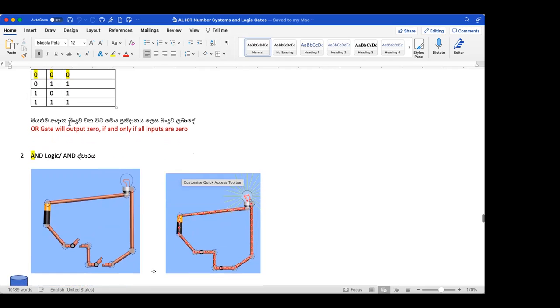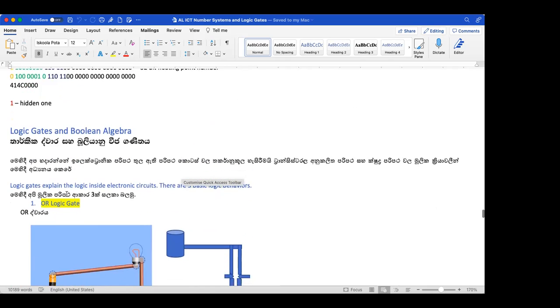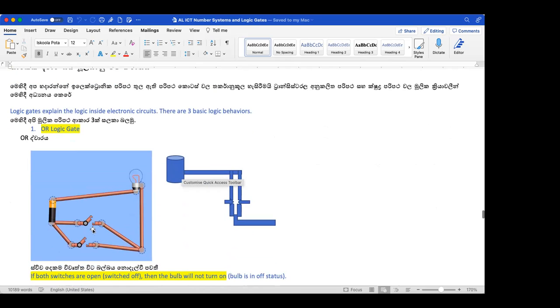So we saw some simulations using this circuit. Actually, it's a parallel connection like this. Either this way or this way, the electricity can be transmitted. That means you can complete the circuit through the first one or the second one or both. But if both are open, there is no way to complete the circuit. So that is the logic.